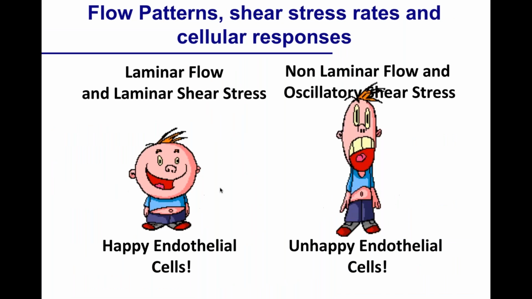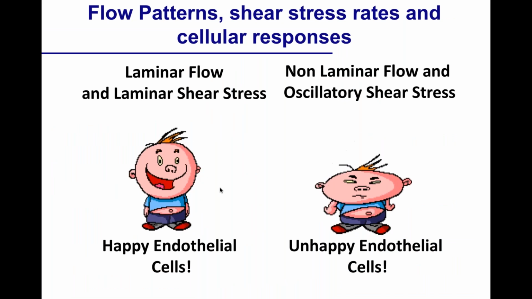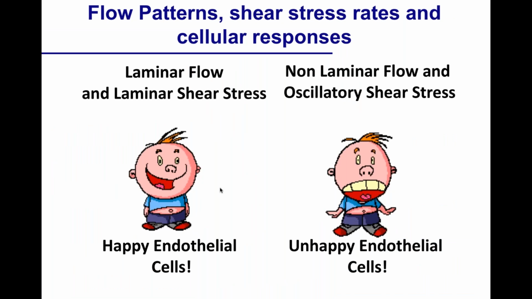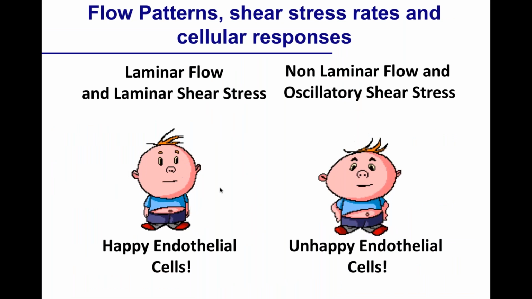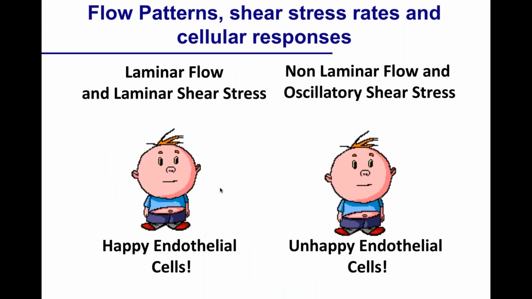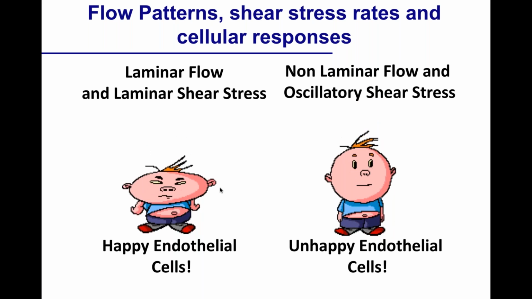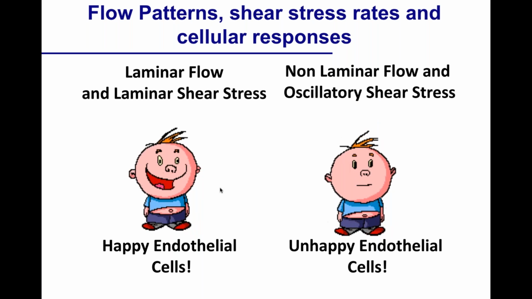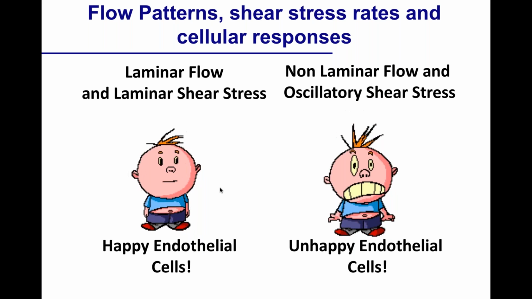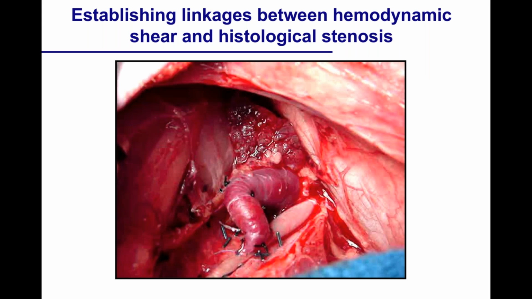So again, just to emphasize what is really a simple point, but I think is a fundamental point: laminar flow and laminar shear in general result in happy endothelial cells, while non-laminar flow and oscillatory shear result in unhappy endothelial cells. And I would argue that regardless of whether it's vascular access or coronary artery disease or peripheral vascular disease, it's always much better to have happy endothelial cells as compared to unhappy endothelial cells.